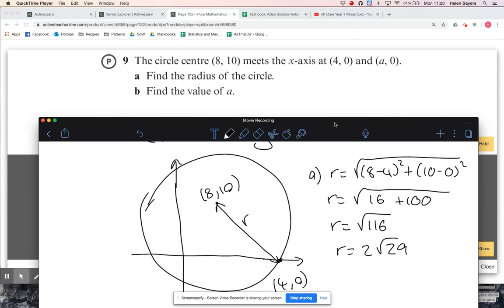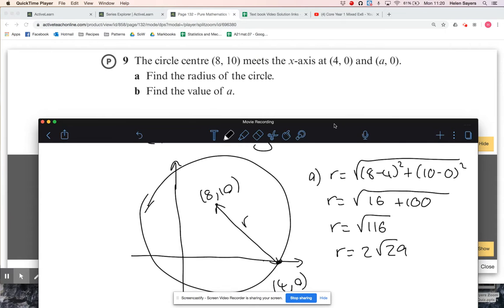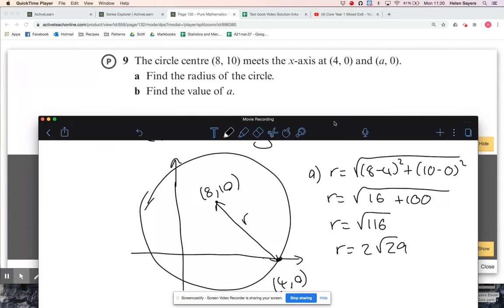Okay, and then I need to find the value of A. So I could come up with a full equation of the circle. I think I've got 2 main options here. So one would be get the equation of the circle, because I know its centre and I know its radius, and then substitute in y is 0, and then I'd have a quadratic to solve. So I think that's my best bet. I'm going to go down that route.